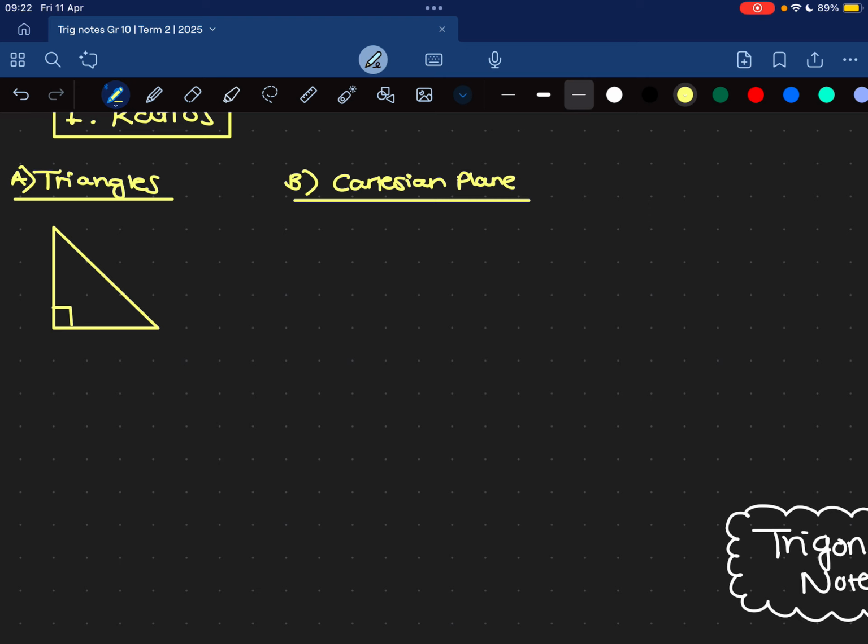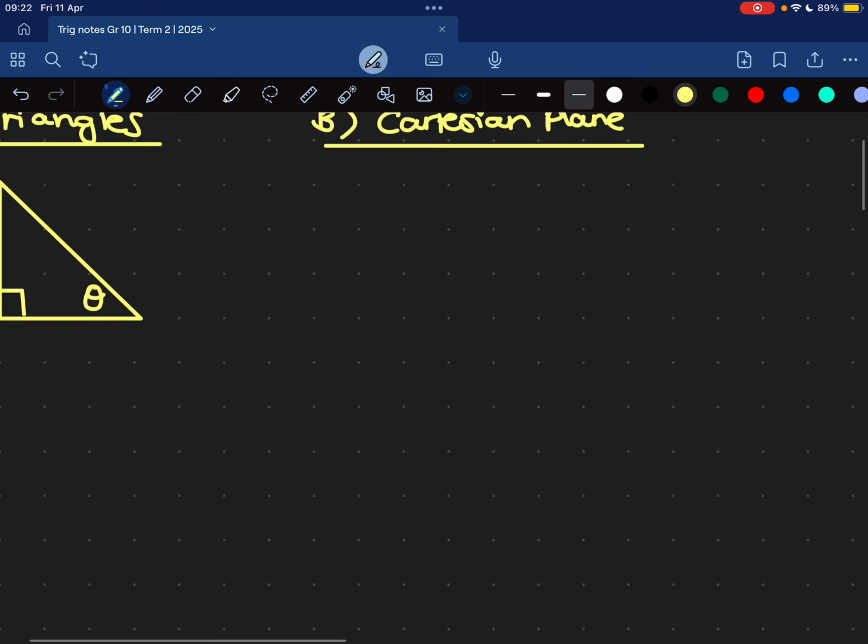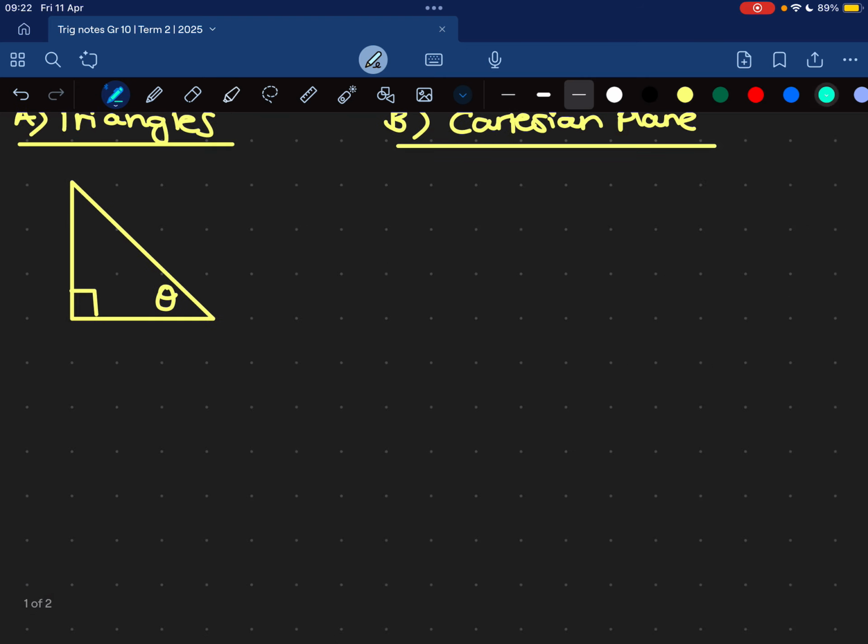And we said, okay, well, if theta, the angle, is there, then we would define the three sides of the triangle. The first one being the hypotenuse, or h. Obviously, the hypotenuse will be the same regardless of where theta is, because remember the hypotenuse is the side that is opposite to the 90-degree angle. Then the opposite side is the side that is opposite to the angle, and the adjacent is the side that is next to the angle.